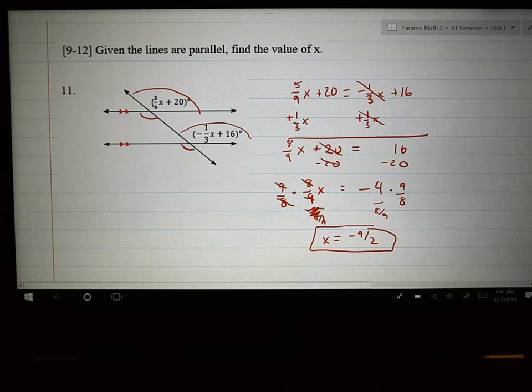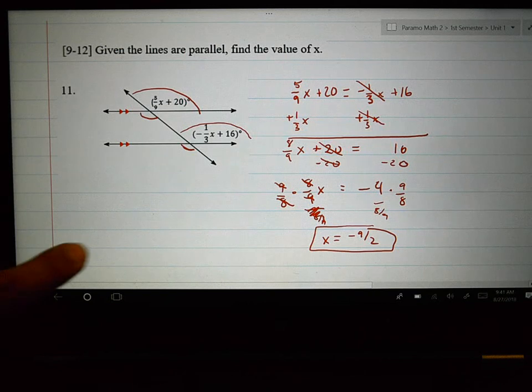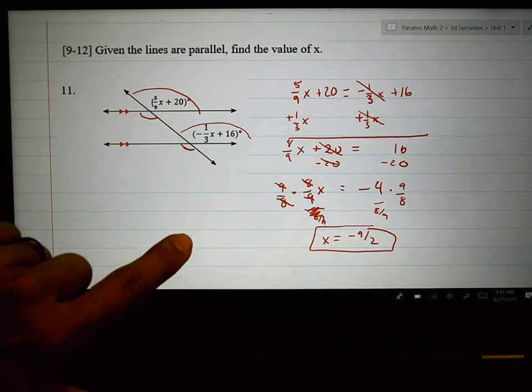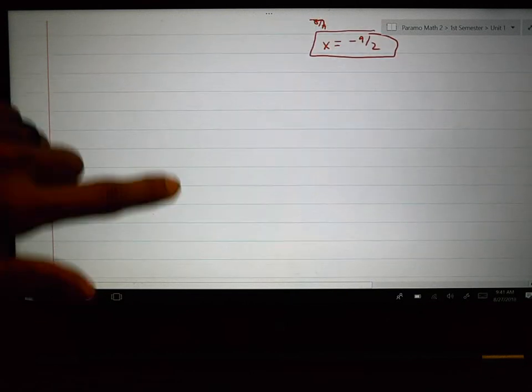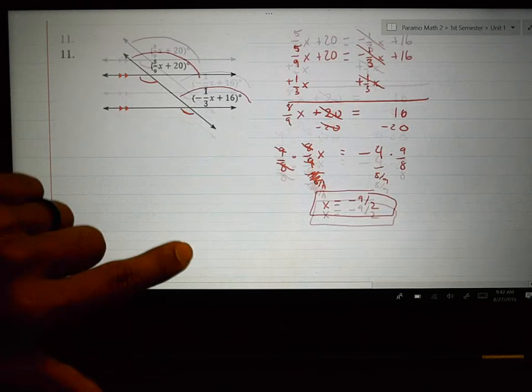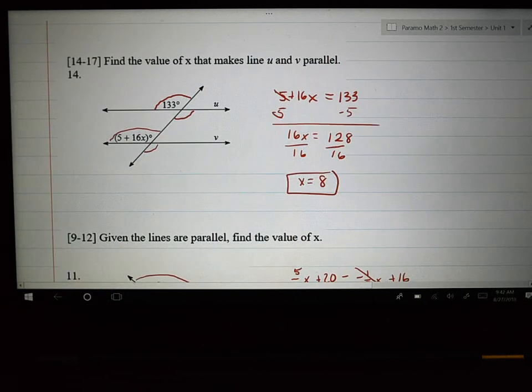And here's my answer as a fraction. Feel free to write it as a fraction or a decimal, doesn't matter. Okay? As long as it's in lowest terms. Let me see if I have any more examples. I do not. So that's where we're going to end our notes for today.